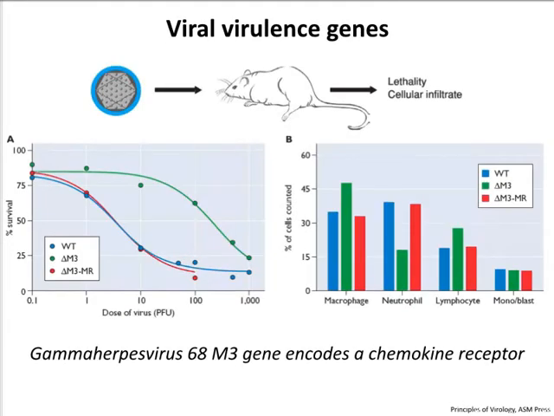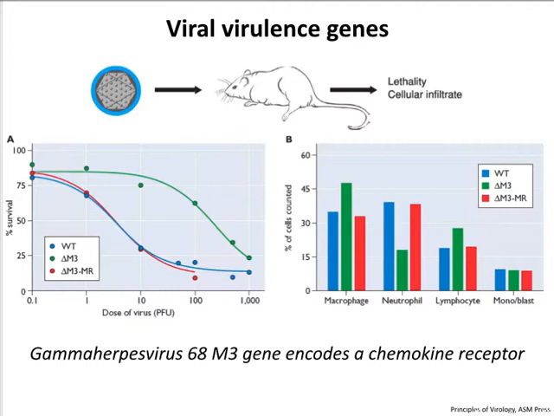Here's an example of one of these genes. This happens to be a gene in a herpes virus. It's a particular herpes virus called gamma herpes virus 68, which can infect mice. It's a very nice mouse model for infection. You infect mice, you get cellular infiltrate of various sorts in different organs and lethality eventually.